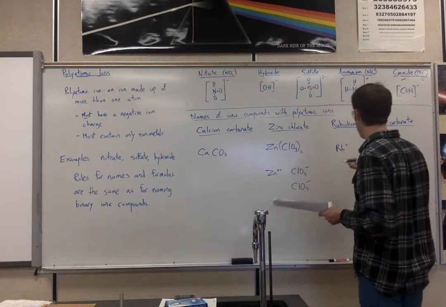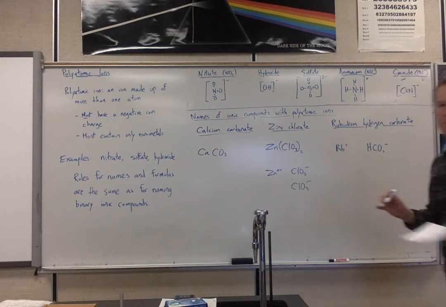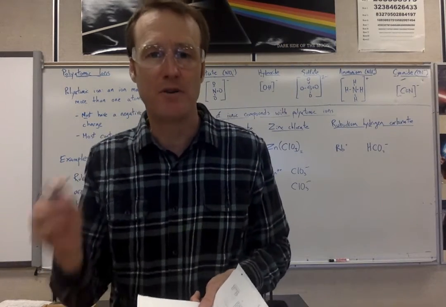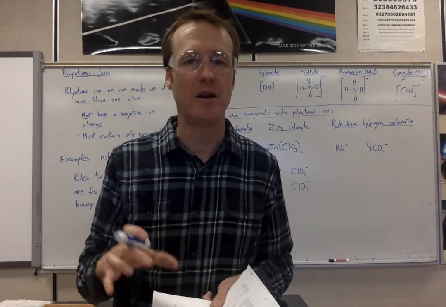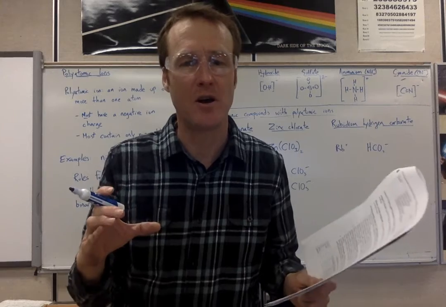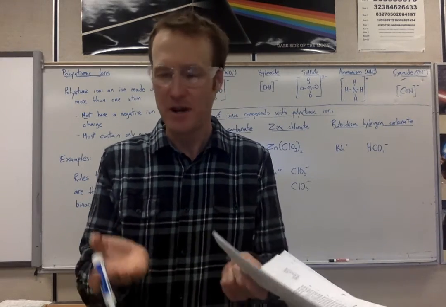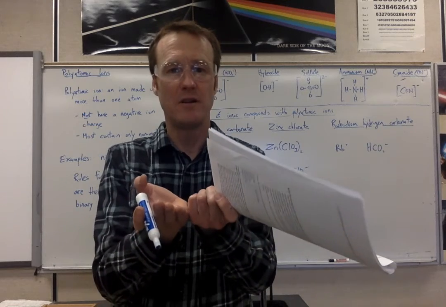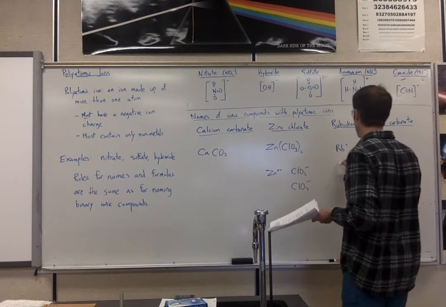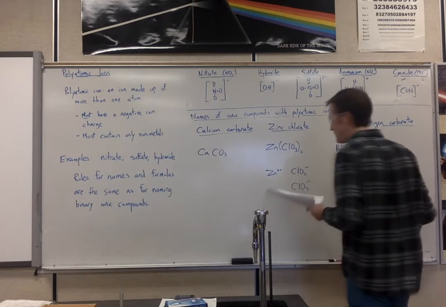Periodic table will tell you the rubidium's got a +1 charge. Your table of names for polyatomic ions, not the periodic table, but the table of names, which is a separate thing, will tell you that hydrogen carbonate, that's your package, that's your polyatomic ion, has got a -1 charge. So the rest of the formula is not too hard because the positive one balances the negative one perfectly. So this is RbHCO3.